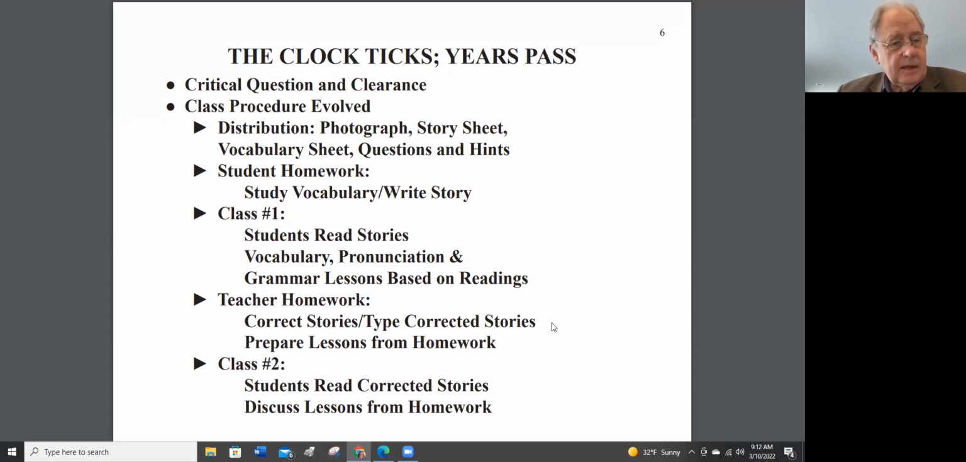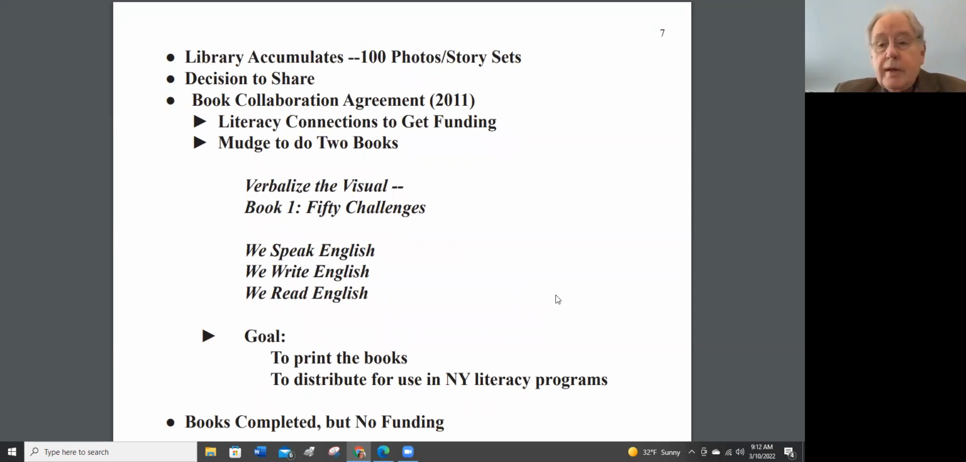So as time passed, a library of over 100 stories based on 100 photographs built up. And we decided that we should probably share this. Along the way, I had talked with the executive director of Literacy Connections every few months, and she had encouraged me to keep going.